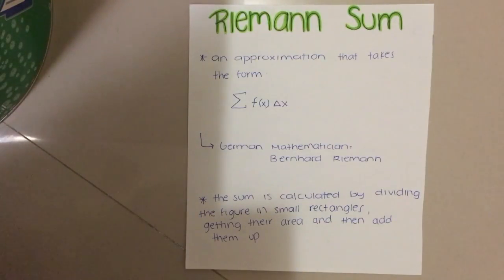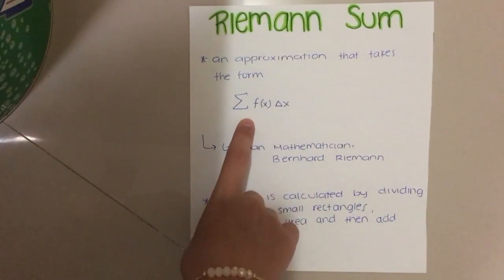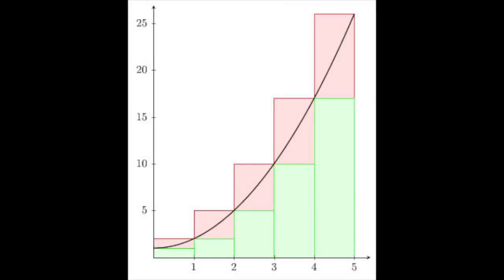This theory was created by a German mathematician called Bernhard Riemann, and it's based on this formula that's written over here. This is a clear example of how the figure would look after being divided into rectangles. So that we can have a better understanding of the topic, I'm going to explain a little problem to demonstrate how this theory is done and solved.